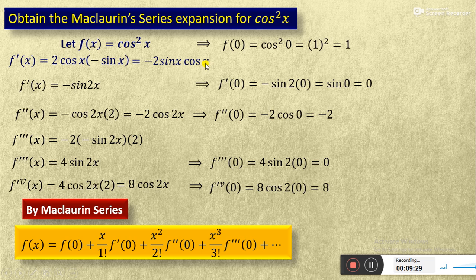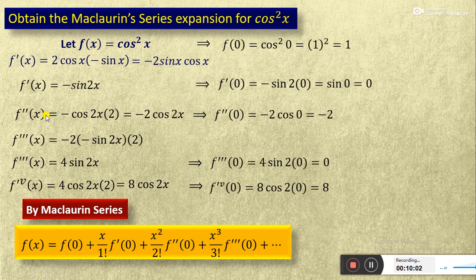Next, from this I calculate f dash of 0. For f dash of 0, on both sides you substitute x equal to 0. So minus 2 into sin 0 cos 0. Here 2 sin a cos b, so 2 sin a cos a means sin 2a. So 2 sin x cos x means sin 2x. So I write it here as minus sin 2x. Therefore f dash of x equal to minus sin 2x. So minus sin 2 into 0, so sin 0 is 0.